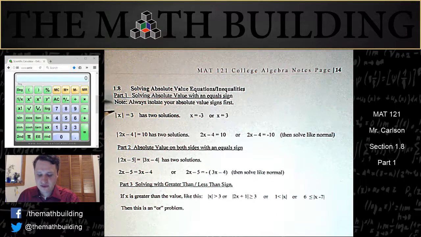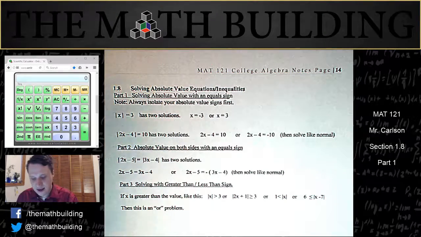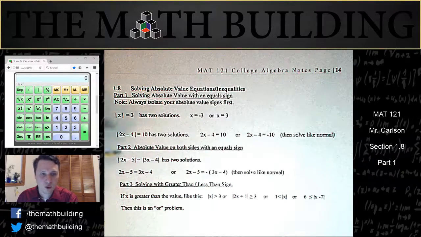Now, when you're solving an absolute value equation with an equals sign, you're almost always going to get two answers. So for example, if I have the absolute value of x equal to 3, I'm going to get two answers. Obviously 3 is an answer because the absolute value of 3 is 3, but also the absolute value of negative 3 is 3. Because remember, absolute value always produces a positive number because it is measuring distance. So the answers would be negative 3 or 3.